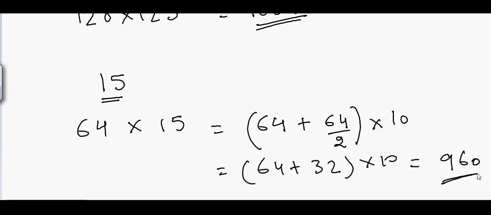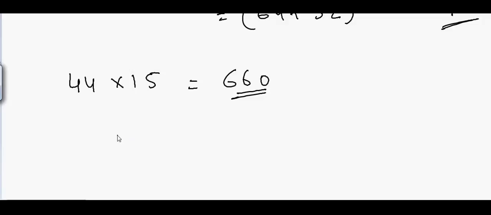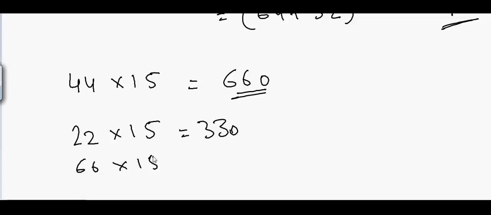Let's do it quickly. Suppose I have 44 and want to multiply by 15. I know that half of 44 is 22, so that will be equal to 66, and then a 0, so that will be 660. Suppose I want to multiply 22 by 15, that will be equal to 330. And if you want to multiply 66 by 15, that will be equal to 99 and 0.